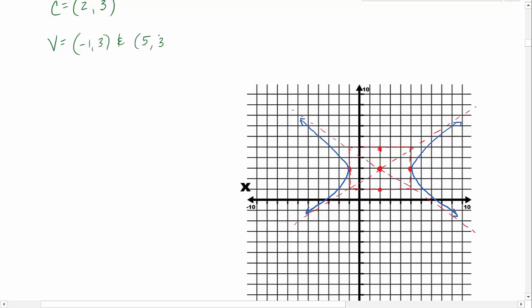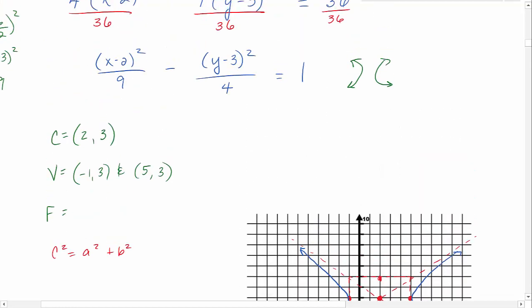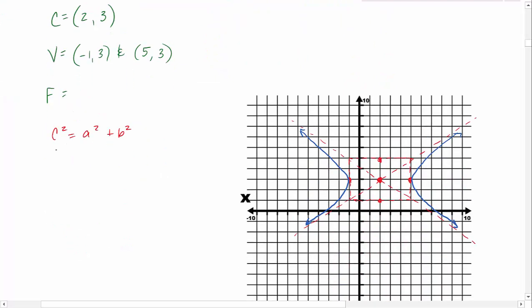To identify our foci, we need to find our c value. C squared is equal to a squared plus b squared. And a squared and b squared were 9 and 4. We get c to be the square root of 13. Since our hyperbola branches are opening in the x direction, we're going to be adding that c value to the x coordinates of our center. Our foci are located at 2 plus or minus the square root of 13, comma 3.